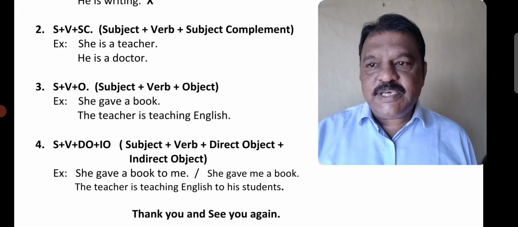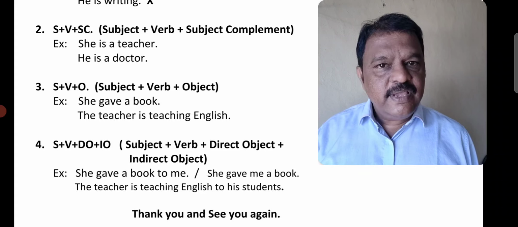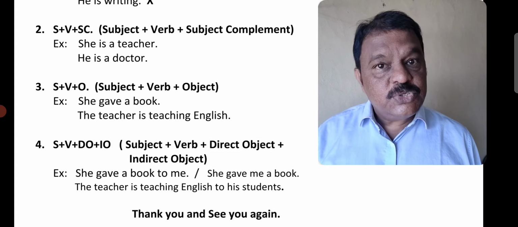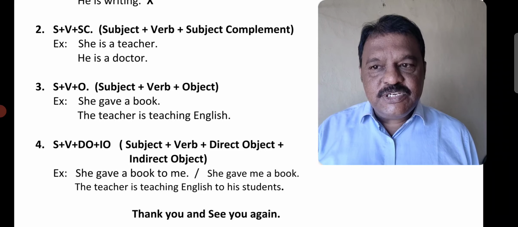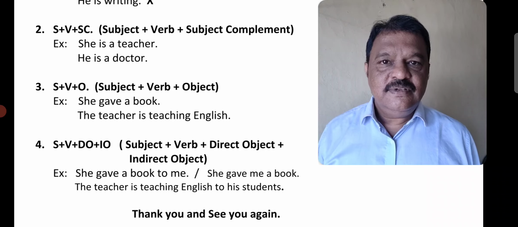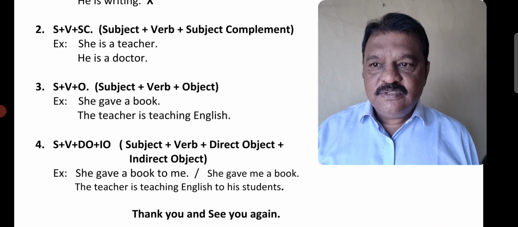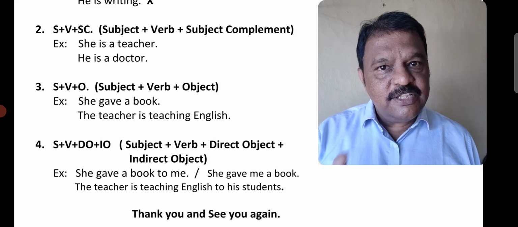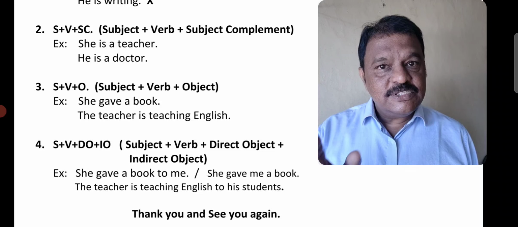Look at our next example. The teacher is teaching English to his students. The teacher is the subject, is teaching is the verb. Now let's find out what is the direct object. Take the help of the subject and the verb. Subject is the teacher and the verb is teaching.